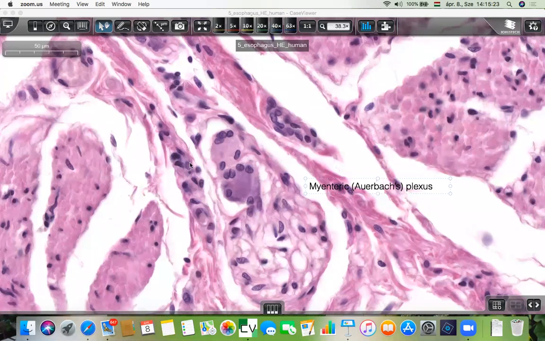And the Auerbach plexus or myenteric plexus is typically located between the two layers of the muscularis externa. It represents ganglionic cells, parasympathetic ganglionic cells there, and unmyelinated nerve endings, nerve fibers. So this is a typical Auerbach plexus or myenteric plexus. These plexuses are presented only in the muscularis externa layer.